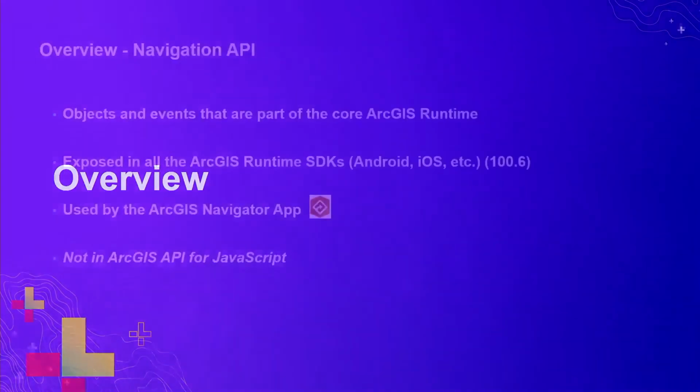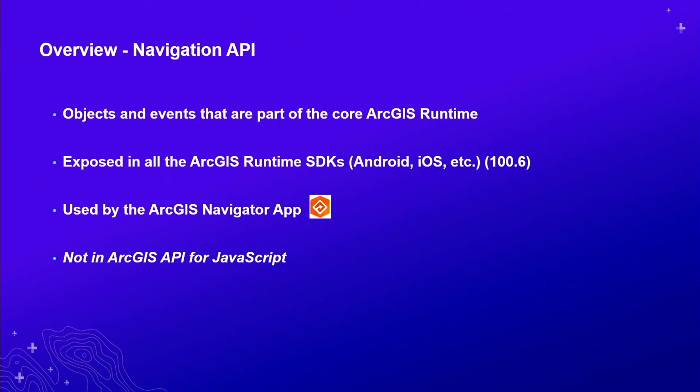First, for an overview. So exactly what is the Navigation API? Well, it's a collection of objects and events that are part of the core ArcGIS Runtime. They're exposed in all the ArcGIS Runtime SDKs, so Android, iOS, etc. They're not a separate install, they're just part of the regular SDKs. And we first introduced this in 100.6.